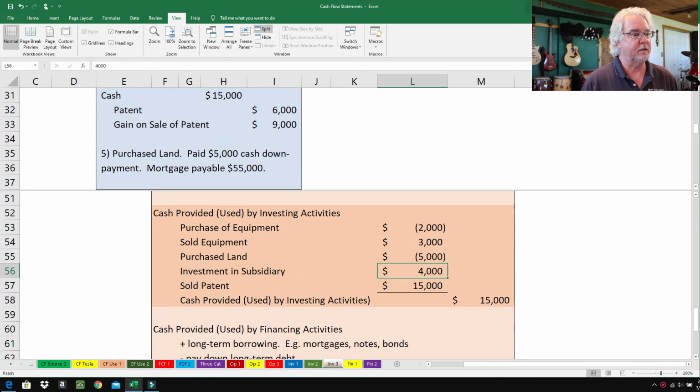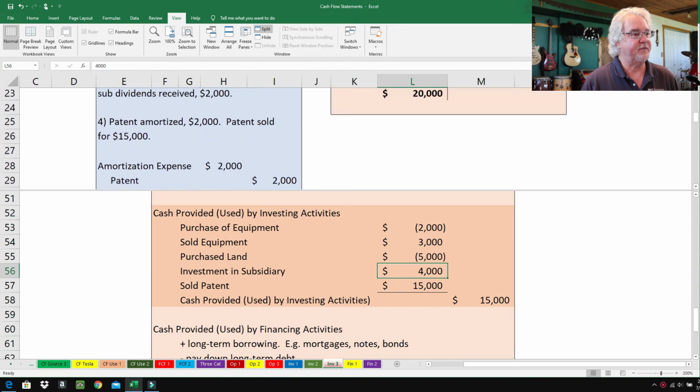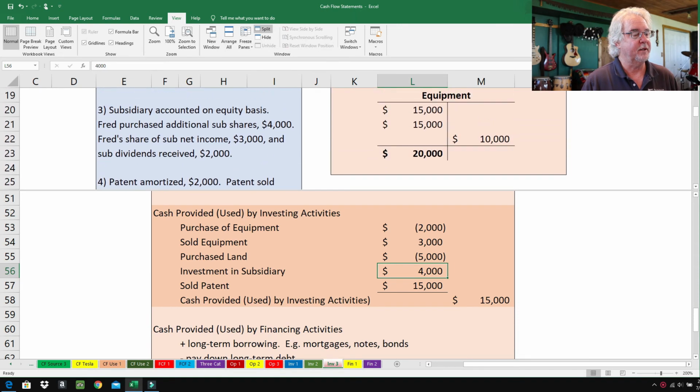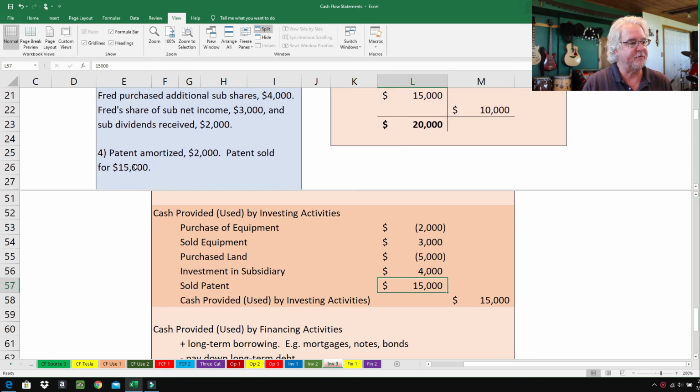If you recall, that is the amount of cash that was paid for those additional shares. Fred's share of the subsidiary net income and Fred's share of the dividends doesn't go in investing. It goes up in operations. It's netted together. Sold the patent for $15,000. Here we go. Sold the patent for $15,000. There it is. So all you do is add this all up, and it looks like the cash provided and used by investing activities, $15,000 positive. So there you go.